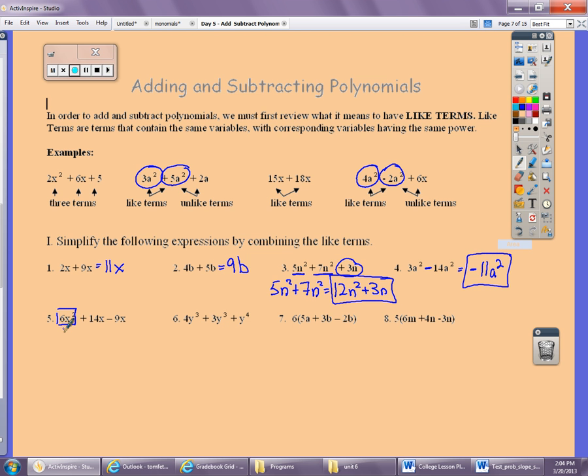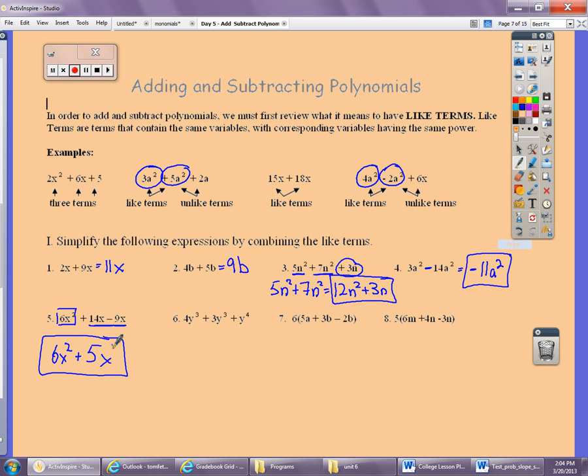When we get to number 5 here, well, we have 6x squared. Well, I have nothing to combine with that, so I just simply have 6x squared. Then I have 14x minus 9x. Well, 14x minus 9x will give us 5x. So I have 6x squared plus 5x. Now, x squared and x, they're not the same, so we can't combine them.